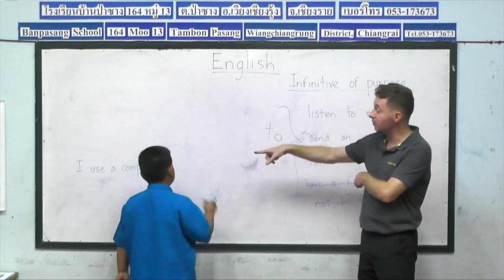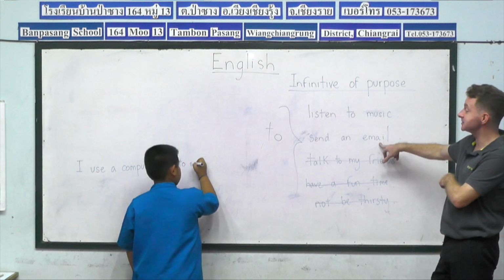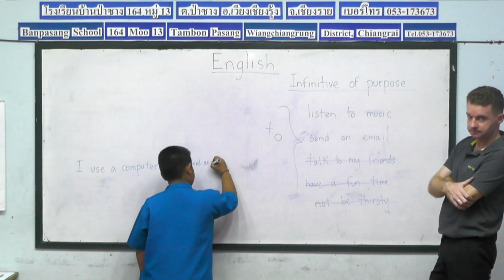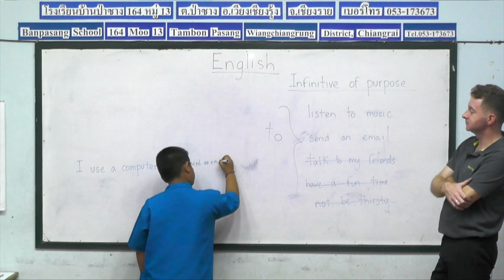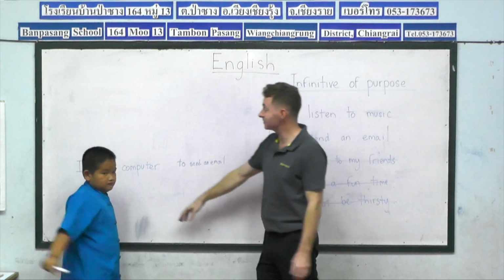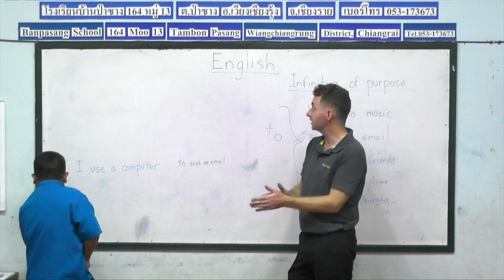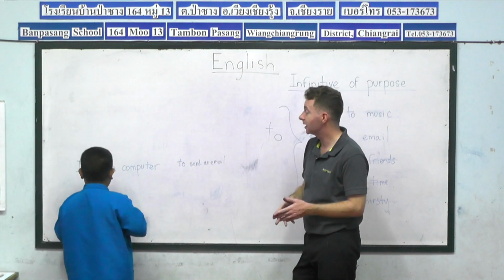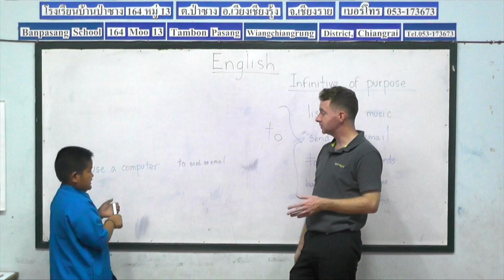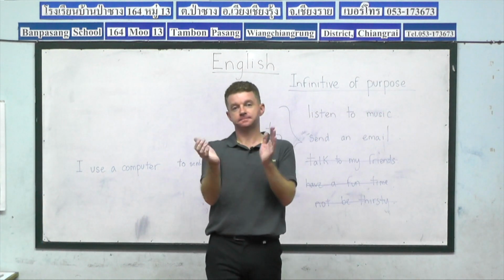Excellent, yes. I use a computer, and then to, T-O, send, S-E-N-D, and email. Net, that's perfect. Very well done. And a full stop at the end. So let's write the sentence together. I use a computer to send an email. Net, can you say? I use a computer to send an email. That's brilliant. High five and a big round of applause for Net, please, guys.